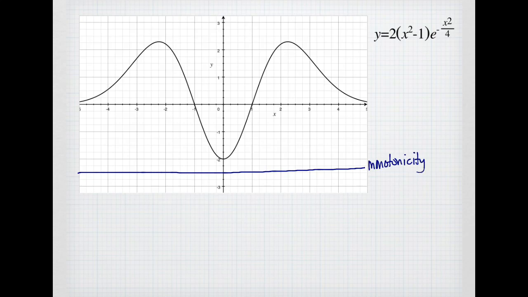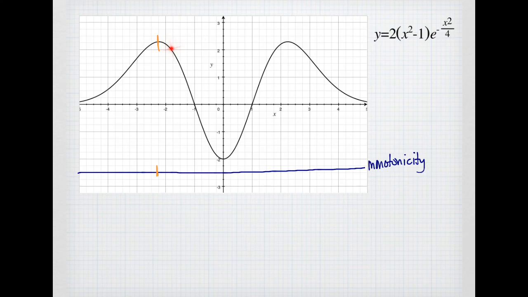On this line I'm going to indicate where I'm increasing or decreasing. For example, if I look at my picture going from left to right, I'm increasing until I reach the maximum. And so this point, which is a maximum, indicates a switching point for my monotonicity.